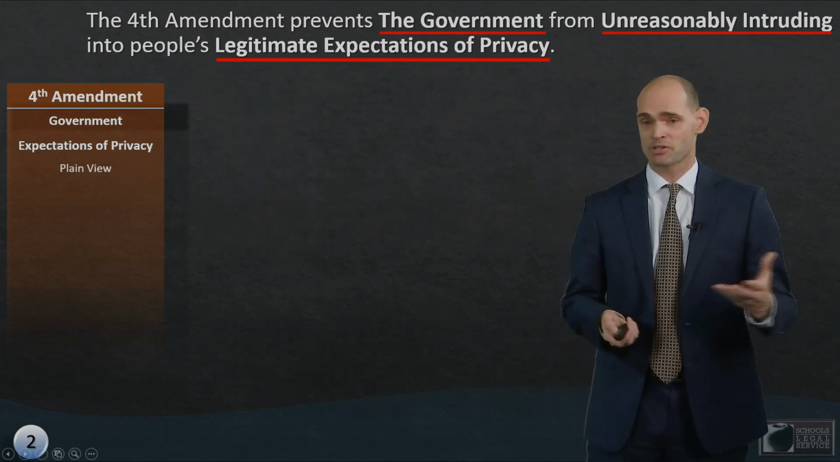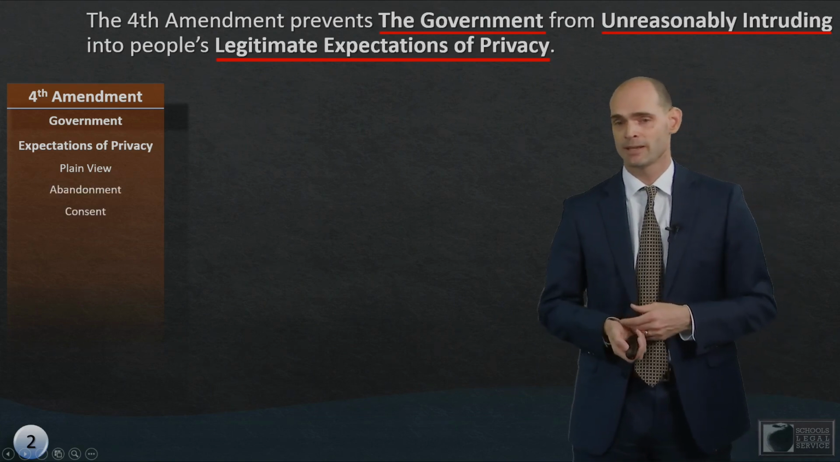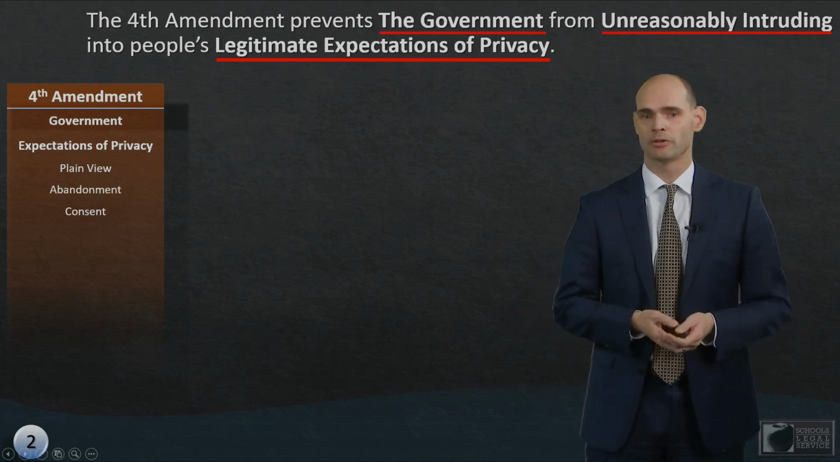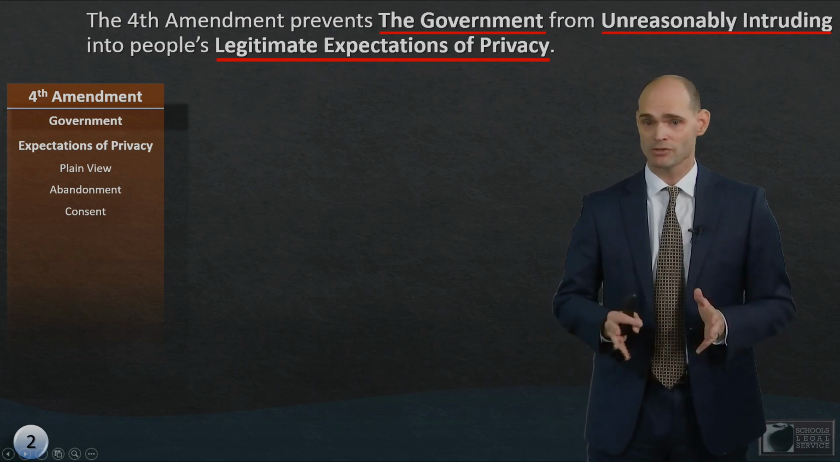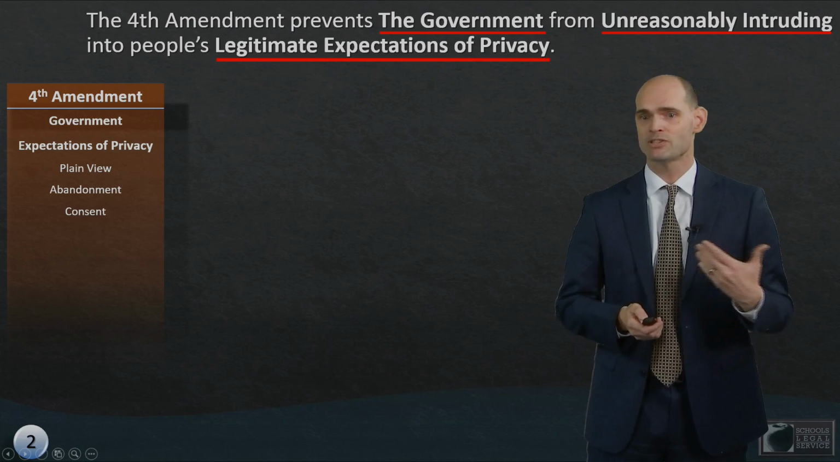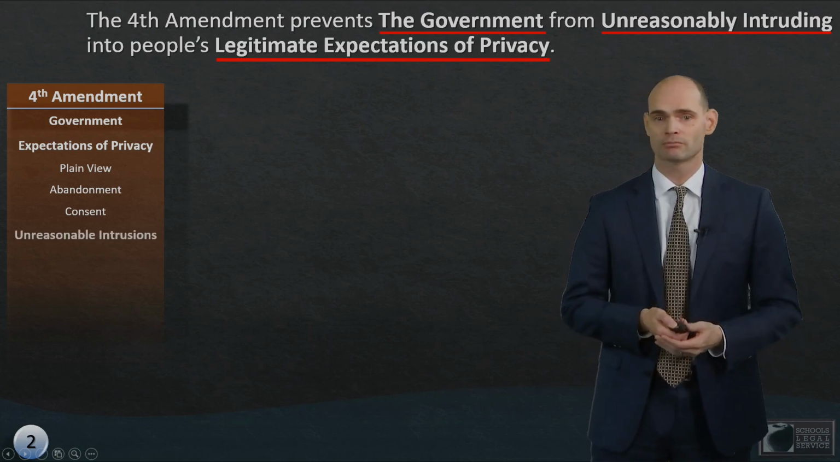We'll look at exceptions to that, and at the principles of plain view, abandonment, and consent, items which I think you're probably familiar with on some level. We'll look at the implications of those and ways we can take advantage of them as an investigator or as a district.